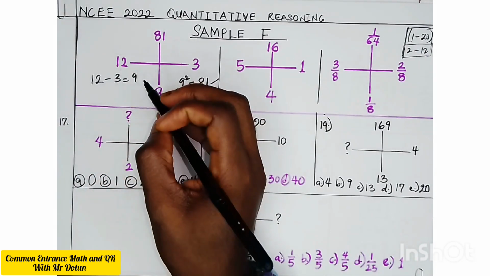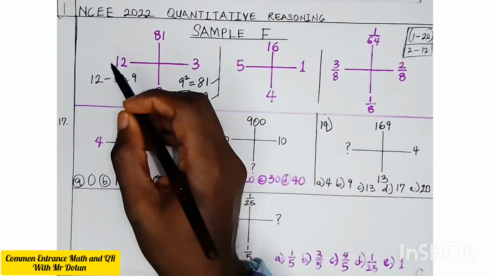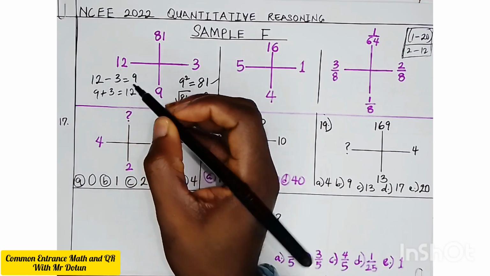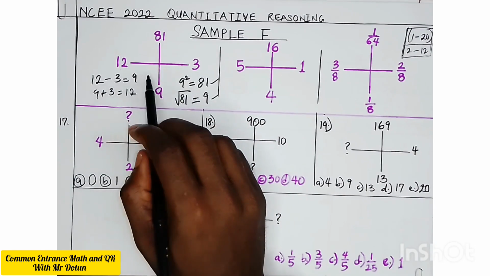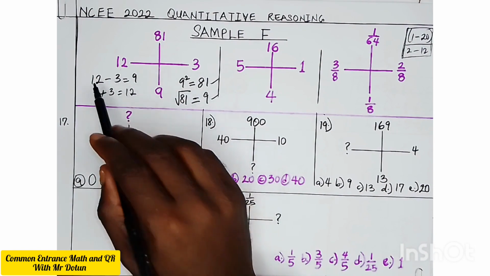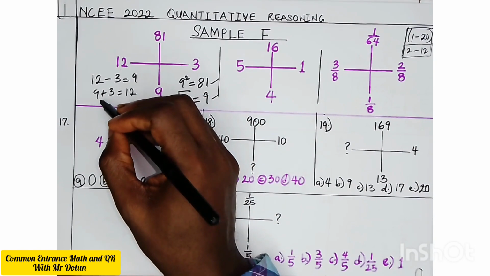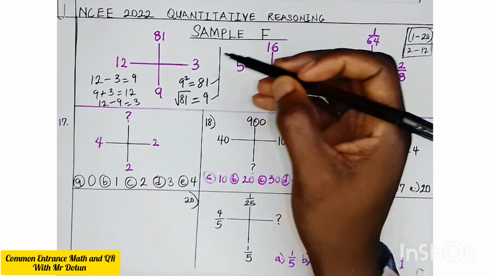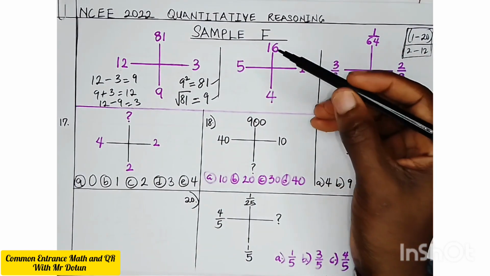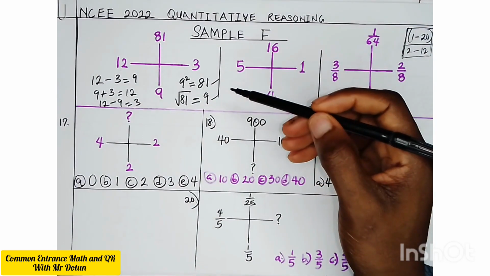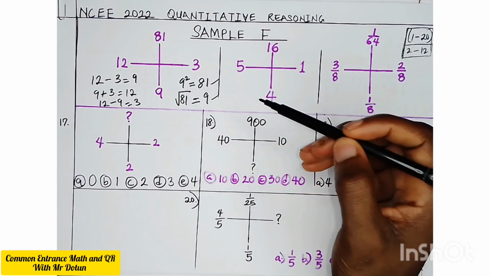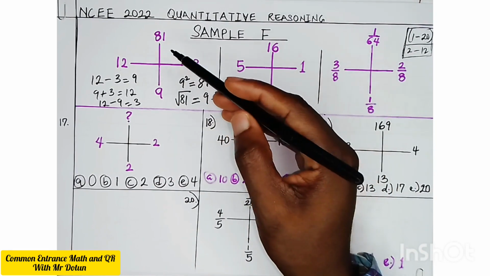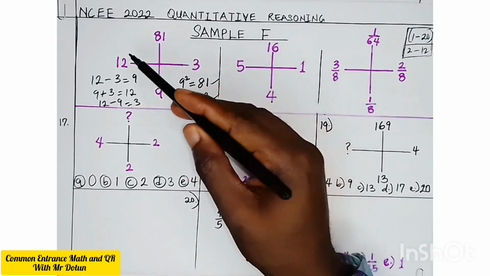If 12 minus 3 is 9, that means 9 plus 3 will give us 12. If 12 minus 3 is 9, then you need to add 3 to 9 to get 12. Then 12 minus 9 will give us 3. So we have the formula for the 4 parts, right? And we can even have it in multiple ways, okay? But it's easier if you have limited time in your exam.